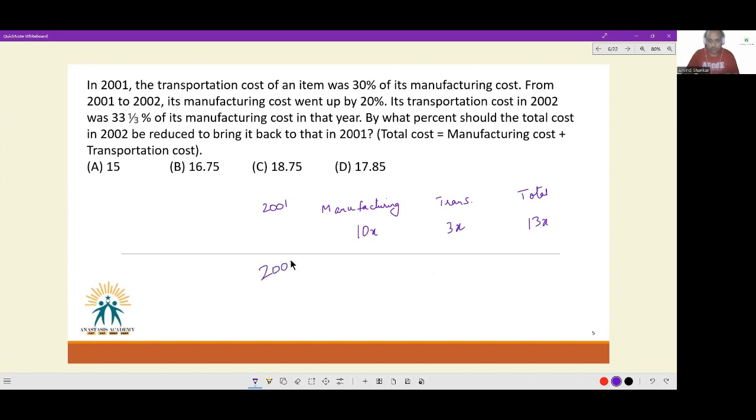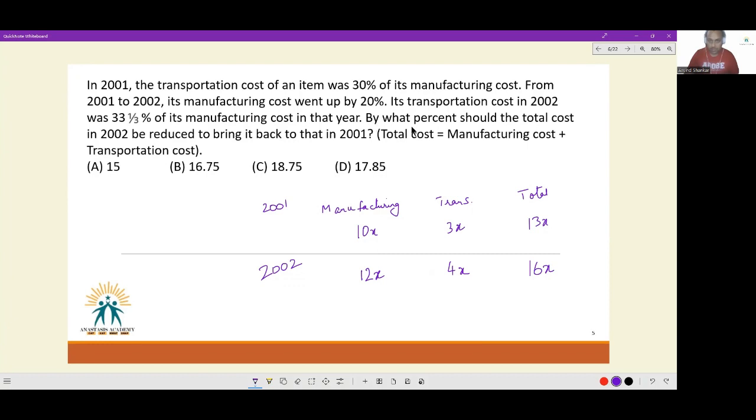Now in 2002, something has happened. From 2001 to 2002, its manufacturing cost went up by 20%. So it has increased by 2x. It has become 12x. Its transportation cost in 2002 was 1/3 of its manufacturing cost in that year. 1/3 of this is 4x. So the total cost in 2002 is 16x.